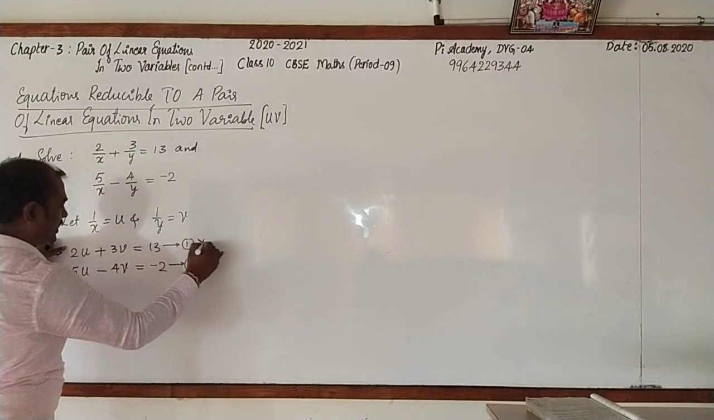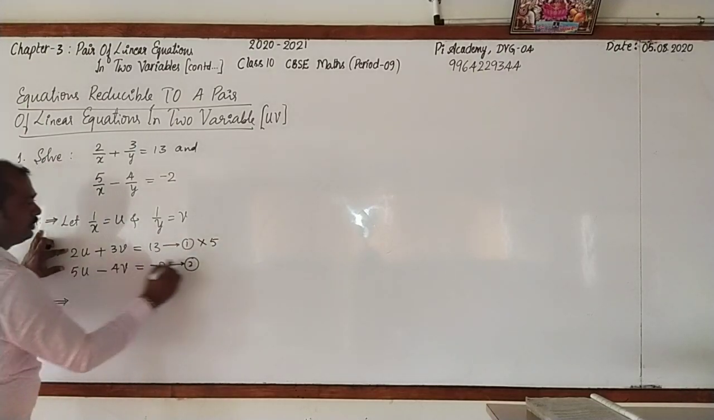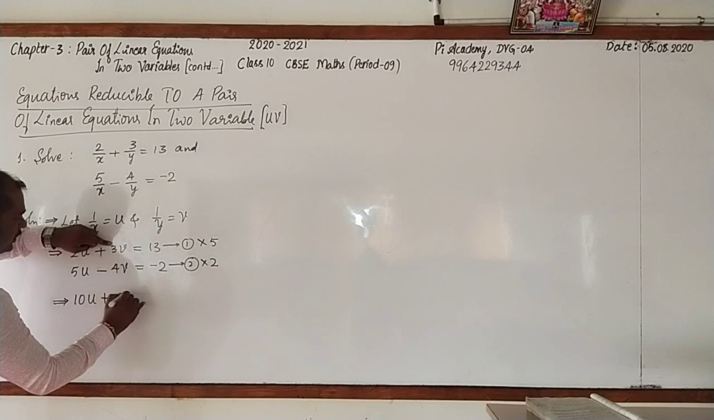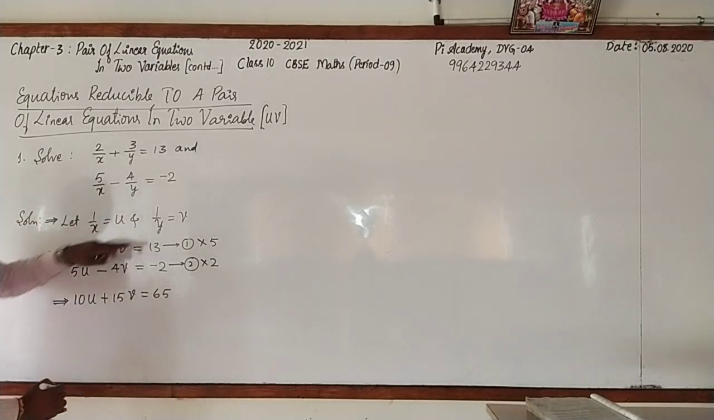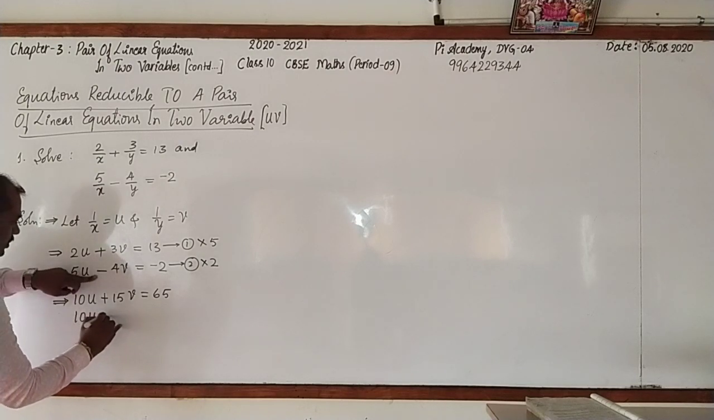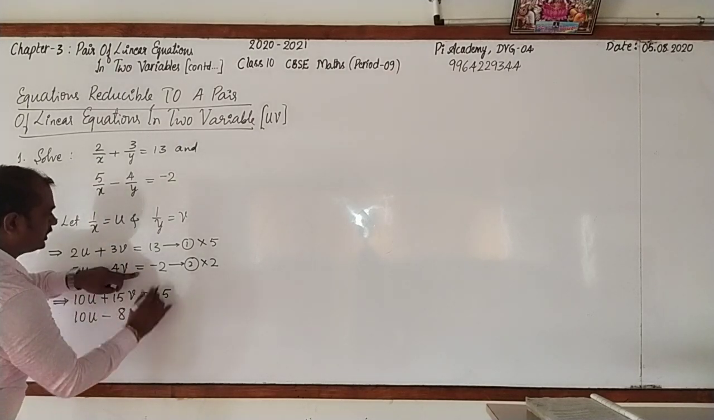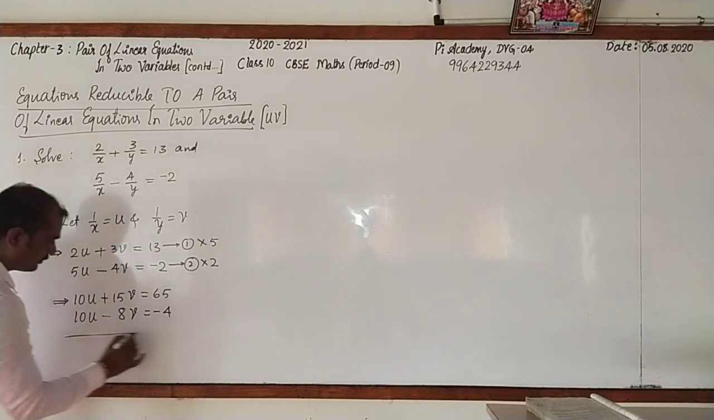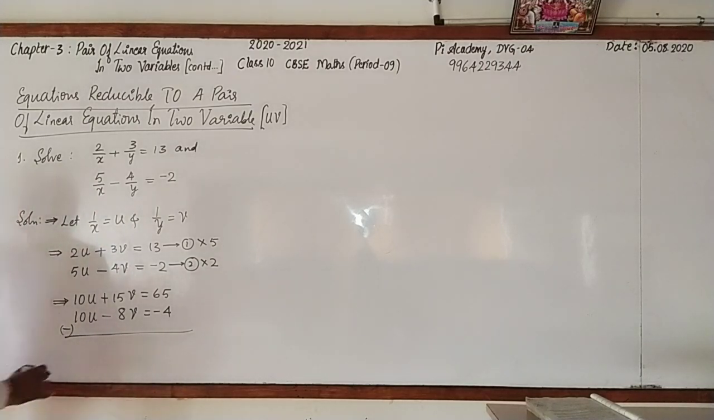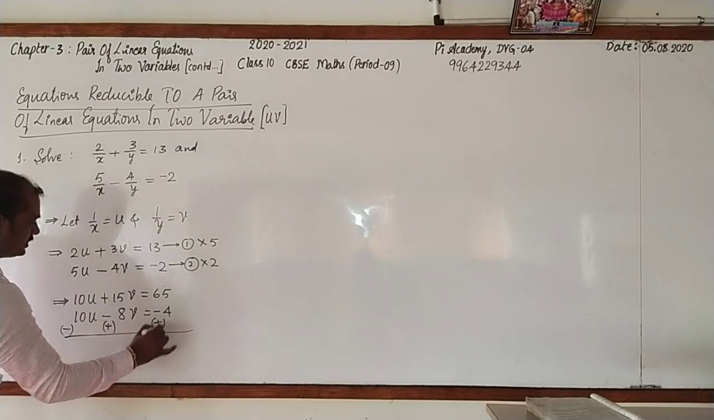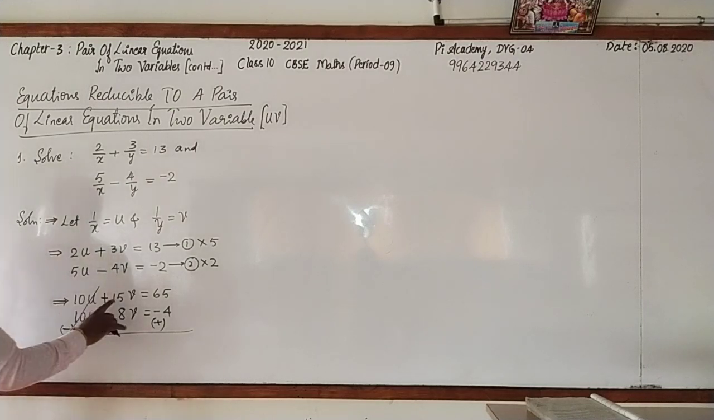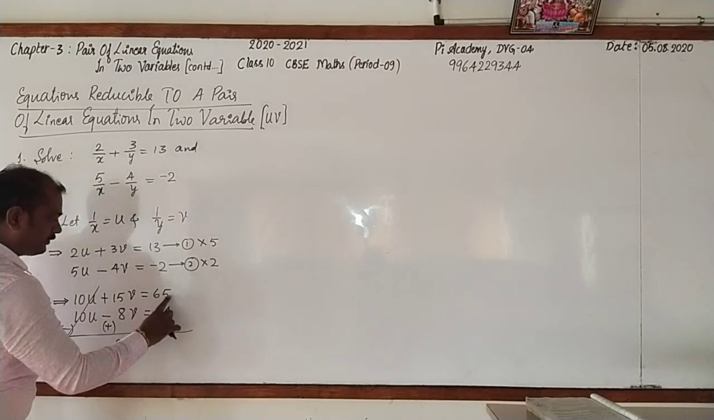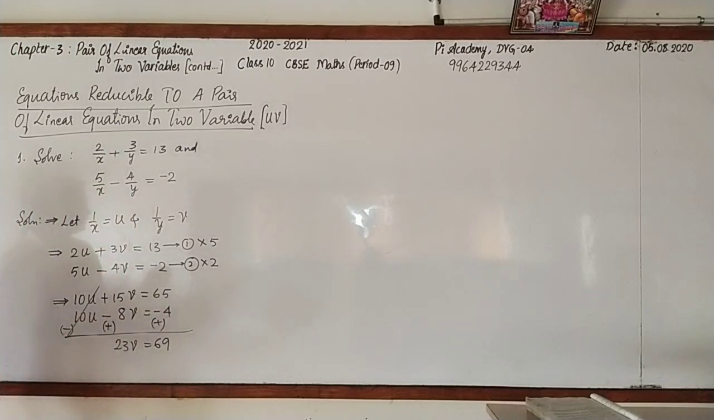Then here, I'll multiply equation 1 by 5 and equation 2 by 2. 5 2s are 10u plus 5 3s are 15v, 13 5s are 65. Next, 2 5s are 10u minus 4 2s are 8v, it's equal to minus 2 into 2, minus 4. See that the coefficient of u is same. Let us go for cancelling them by changing the sign. This is minus and this is plus, and this will be plus. 10u minus 10u get cancelled. 15v plus 8v, this is 23v. It's equal to 65 plus 4. It is 69. Hope that you have understood.